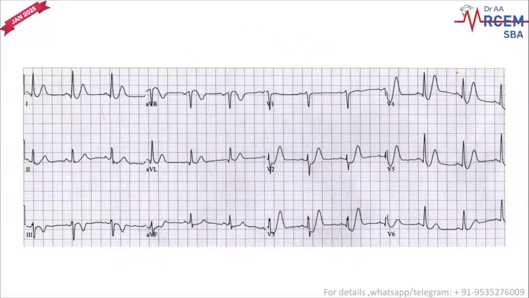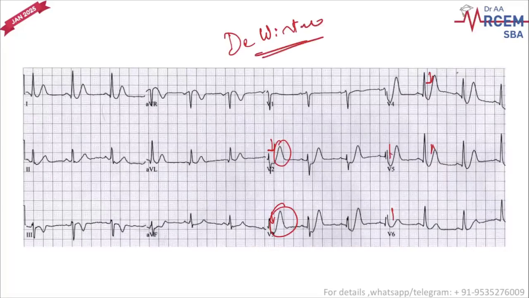Here, what are we seeing? There is an ST segment depression with tall T waves. ST segment depression with tall T waves, what we are seeing here, is very typical of De Winter syndrome. So do not forget De Winter syndrome. It should be treated equivalent to a STEMI, which we have learned in our ECG class. This is equivalent to STEMI.